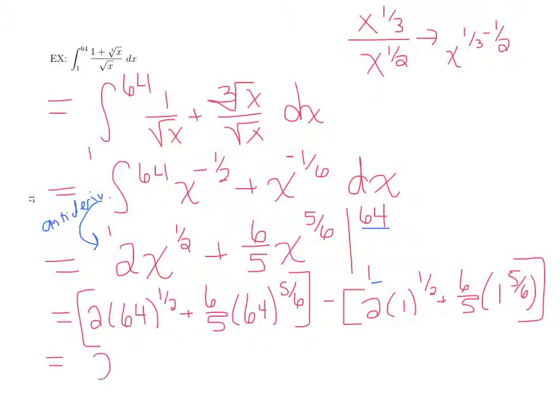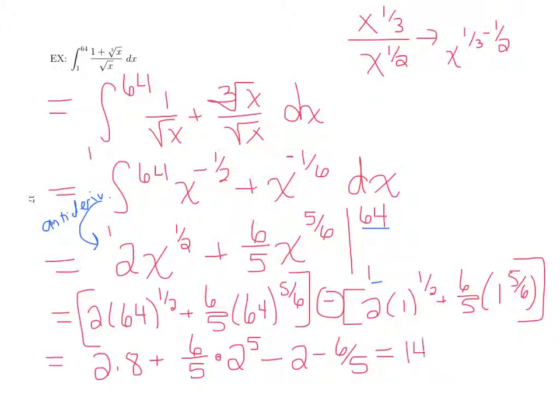So it looks like I'll have 2 times 8 plus 6 over 5. I believe 2 to the 6th is 64, so this is going to be times 2 to the 5th. And then minus 2, and then minus 6/5, being careful with my minus sign and making sure I distribute it. And so if I work all that out, 16 minus 2 is 14, minus, I think it's 31 times 6/5, or plus, probably plus. And then whatever that's equal to.